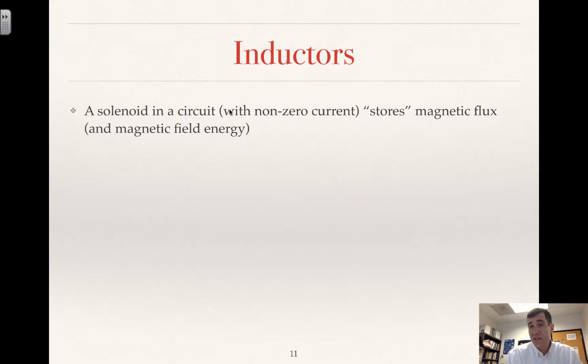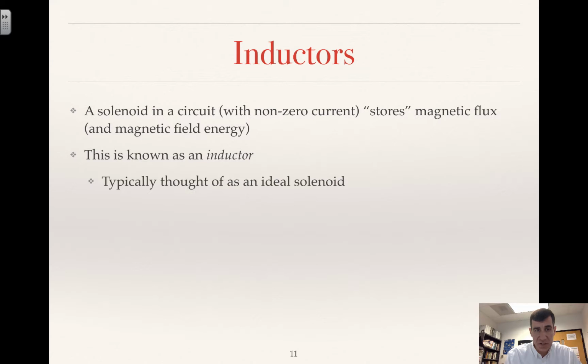And if there's a non-zero current, well, there's going to be a current in the solenoid, which means it's going to generate a magnetic field. So you can think about the solenoid as storing the magnetic flux and the magnetic field energy. And this is actually known as an inductor. Usually the way you think of an inductor is as an ideal solenoid, just a coil of wire. So the magnetic flux through an inductor is proportional to the current.